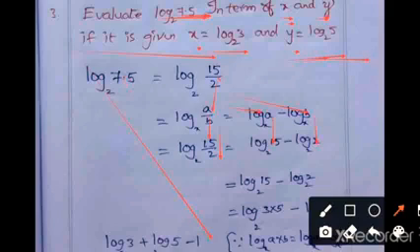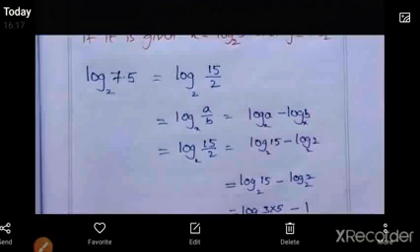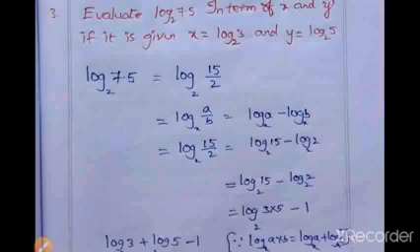See, once again I am writing this 15 as 3 into 5. So we use another formula, log a into b is equal to log a plus log b. And here, log 2 base 2: whenever the number and the base are equal, the answer will be 1. And log 3 into 5 means log 3 plus log 5. So this is the answer we will get.